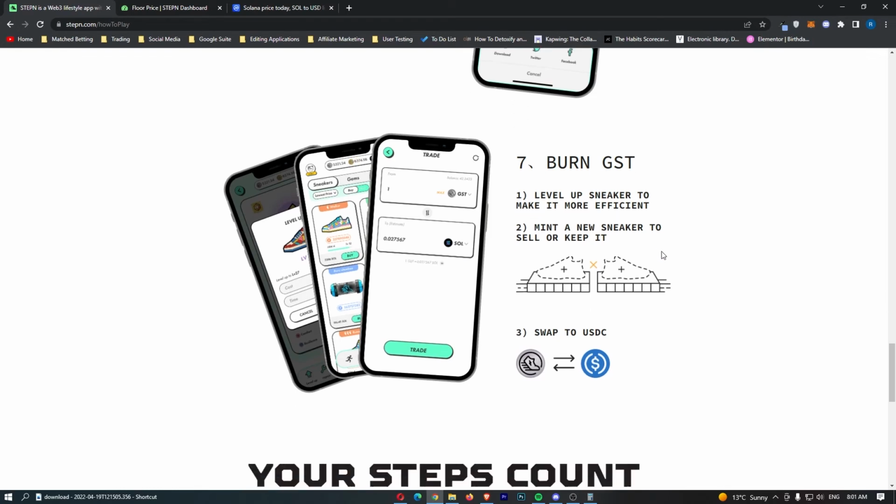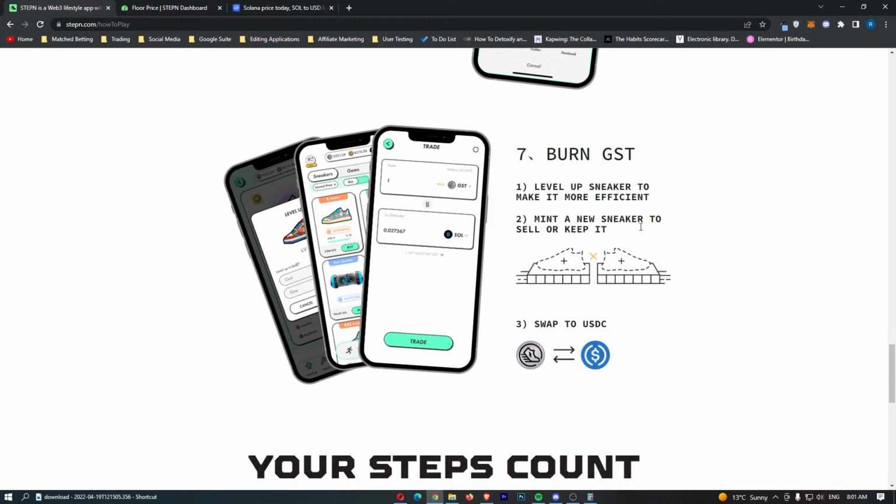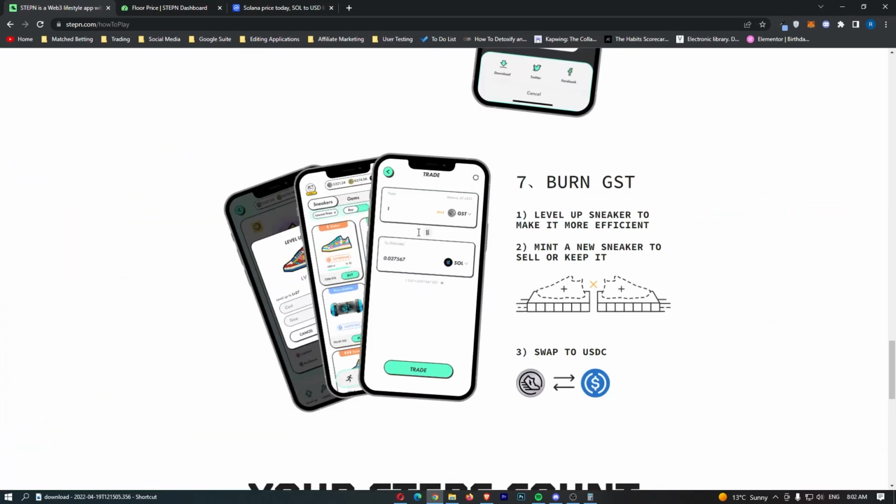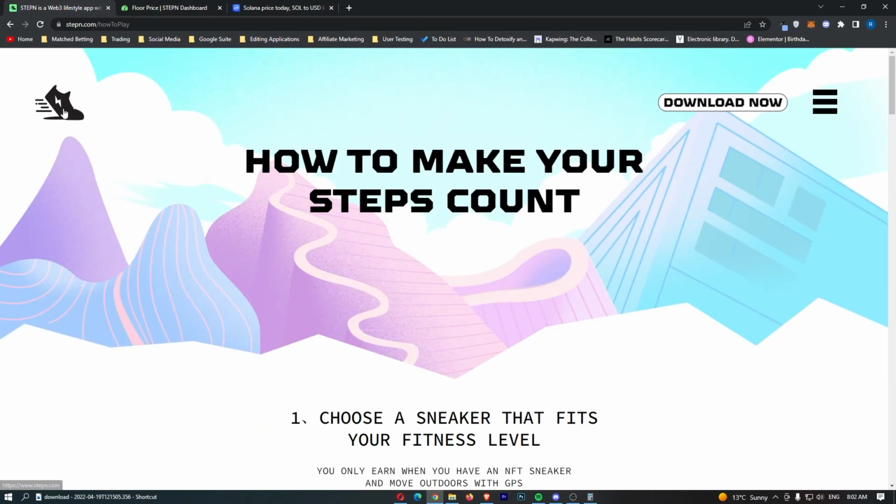Finally, and this is where it gets really fun, you can burn GST. So level up sneaker to make it more efficient. You can spend the coins that you make in order to level up your sneaker, make it a higher level, make it earn more money. And of course, if you boost it up and make it a higher level, it will also go up in value.